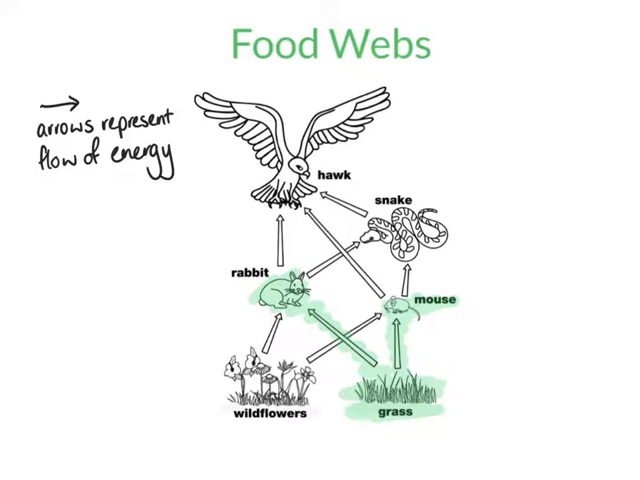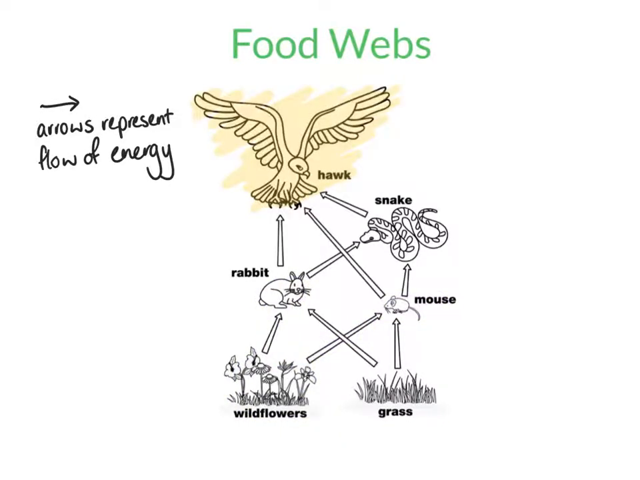So if you're thinking about what does the mouse eat, you're kind of going the opposite direction to the arrows. A mouse is not going to eat a snake. Just think sensibly about which direction your arrows are going, and remember that they represent the flow of energy. So you can see here that grass feeds mice and rabbits. But what else do rabbits and mice feed on? Well, if we go from our mouse back down, we can see that mice also feed on wildflowers and rabbits also feed on wildflowers. So mice and rabbits both feed on wildflowers and grass.